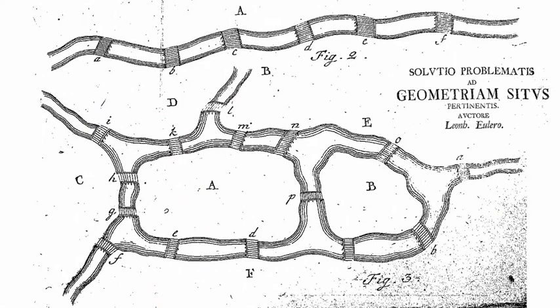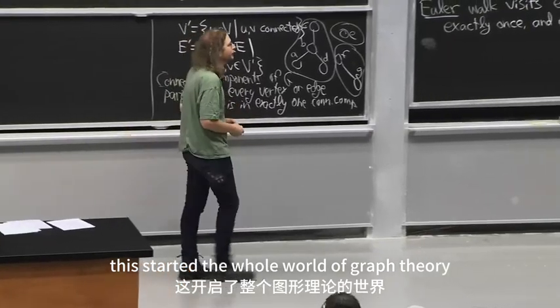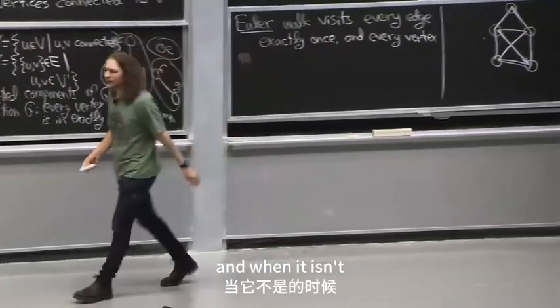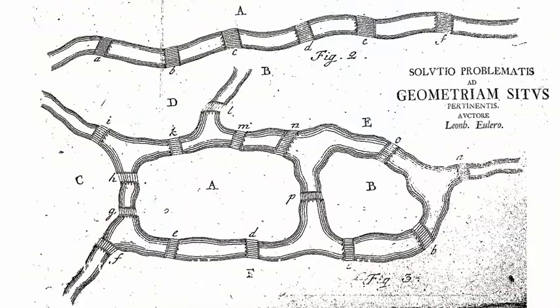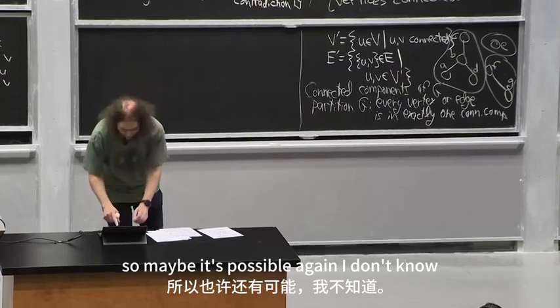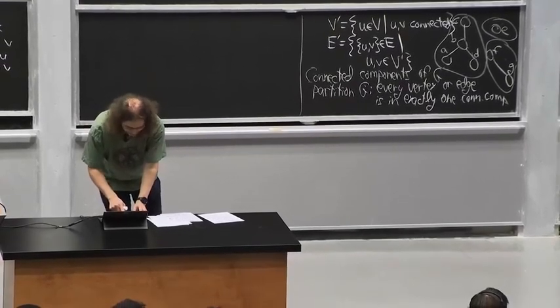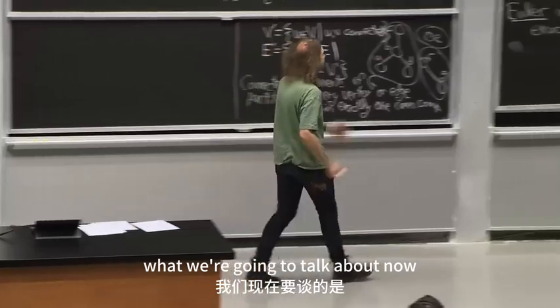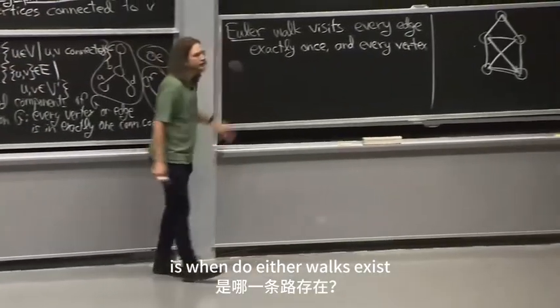So he characterized, and this is one of the very first papers in graph theory, this started the whole world of graph theory that we're talking about, when this is possible and when it isn't. It turns out in this original example, it's not possible. Today, some of these bridges have collapsed or been destroyed, so maybe it's possible again. I don't know about current day Königsberg, but that's what we're going to talk about now: when do Euler walks exist?